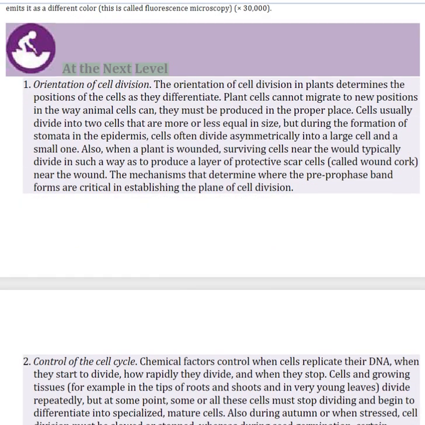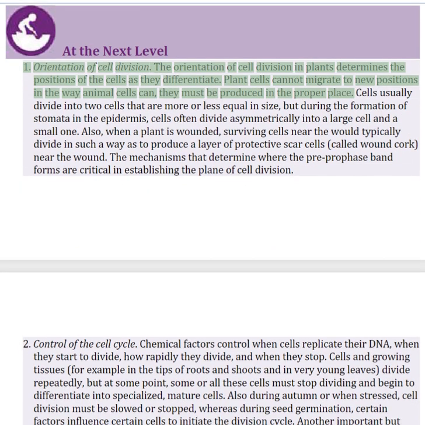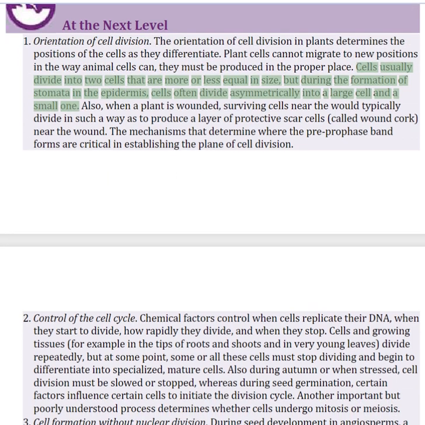At the next level. 1. Orientation of cell division. The orientation of cell division in plants determines the positions of the cells as they differentiate. Plant cells cannot migrate to new positions in the way animal cells can. They must be produced in the proper place. Cells usually divide into two cells that are more or less equal in size, but during the formation of stomata in the epidermis, cells often divide asymmetrically into a large cell and a small one.